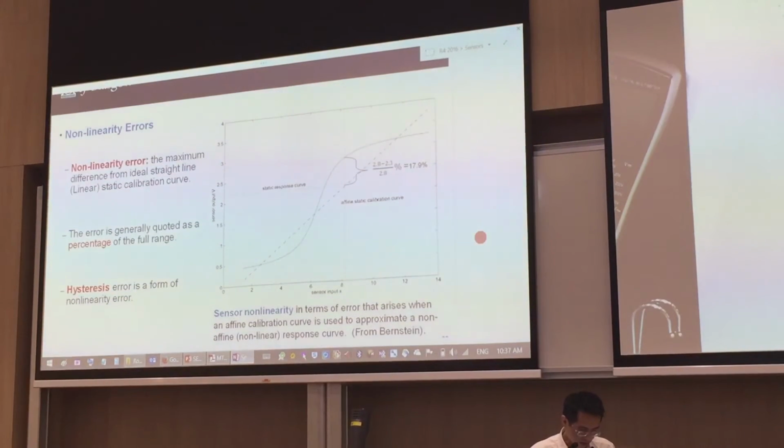There's another part about nonlinearity errors. Some of you may be wondering, we seem to be talking a lot about this nonlinear response. This curve over here is nonlinear response. Why don't we correct that nonlinear response to a linear response? Can we do that? Yes, we can do that.